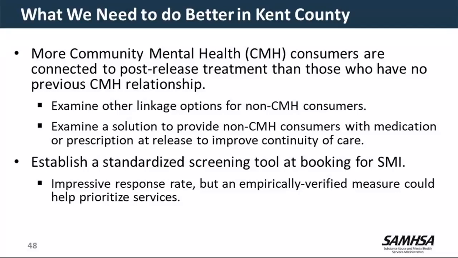The final thing on this, and the Diversion Council wants to do this as well, is establishing a standardized screening tool at booking. Right now, the Sheriff's Department and we use our own kind of home-baked screening instrument. We'd really like everyone within the state of Michigan to use the K6 or another agreed-upon screening tool. That way we'll have empirically verified measures, and it could really help us best identify who is entering the jails in Michigan.